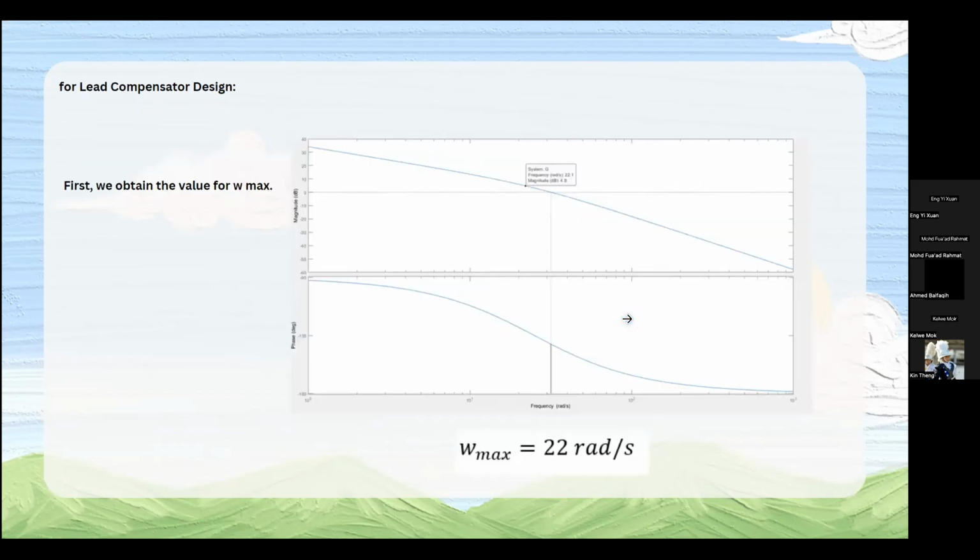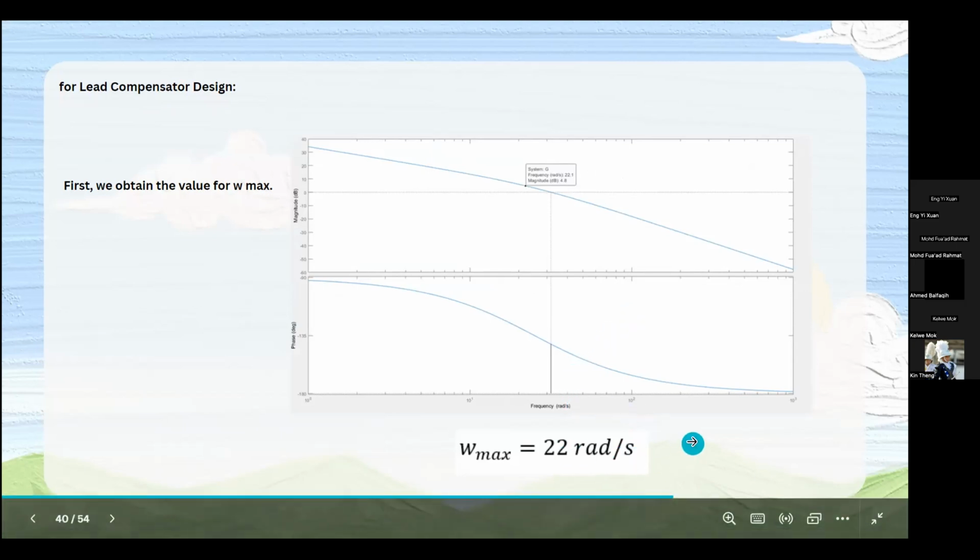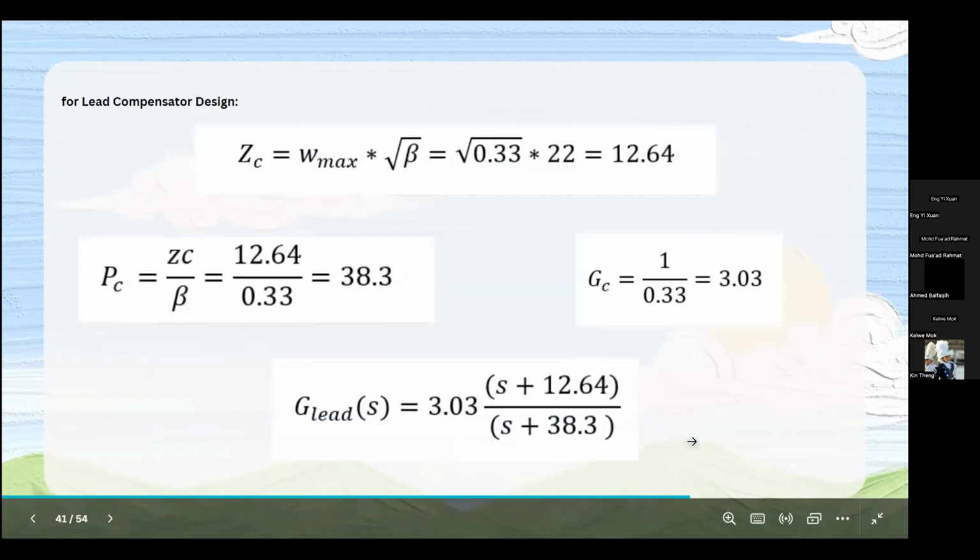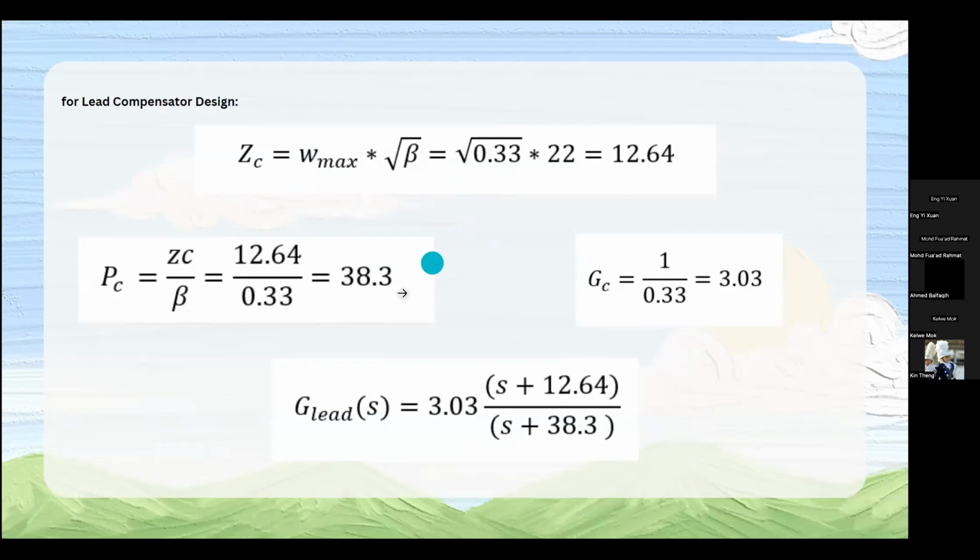From the maximum gain, we can find the maximum frequency, which is 22 rad per second. Next, we can find the value for the zero, which is the maximum frequency multiplied by the square root of beta, which gives us 12.64. And for the pole, we need to divide the value for the zero by the value of beta, which is 38.3. For the gain, it is 1 over beta, 3.03.